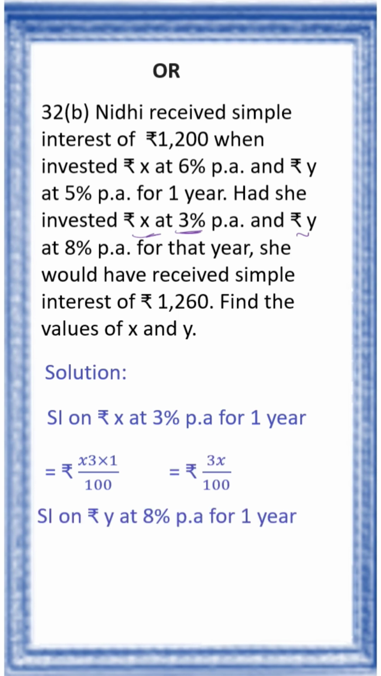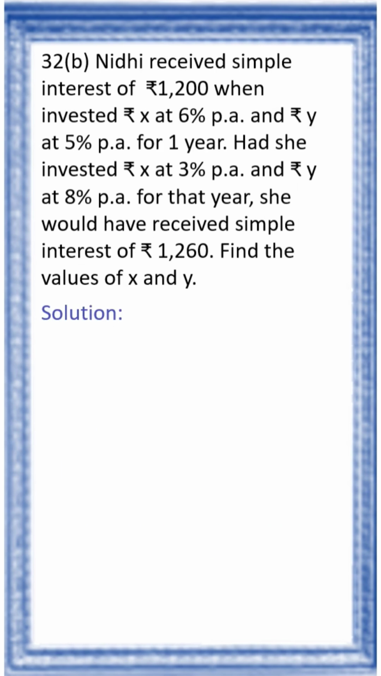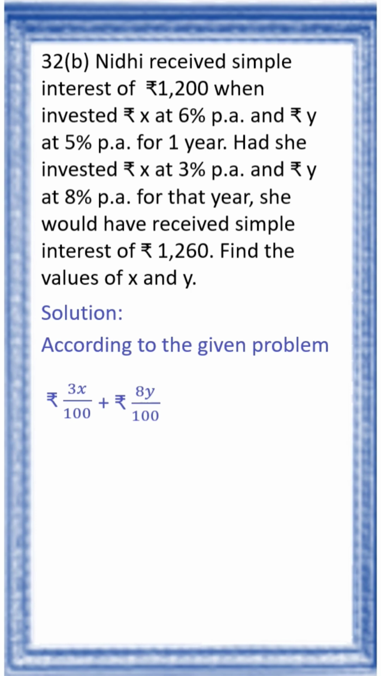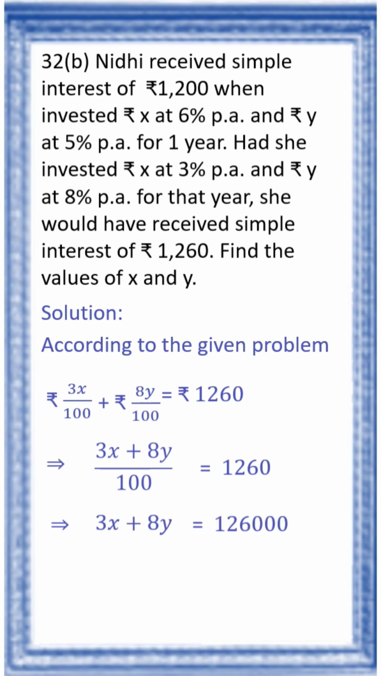SI on 8% y for 1 year. How much? 8y by 100. According to the given condition, what happens? 3x by 100 plus 8y by 100 is equal to 1260 rupees totally. It implies that 100 is the LCM, 3x plus 8y in the numerator is equal to 1260. So 3x plus 8y is equal to how much?